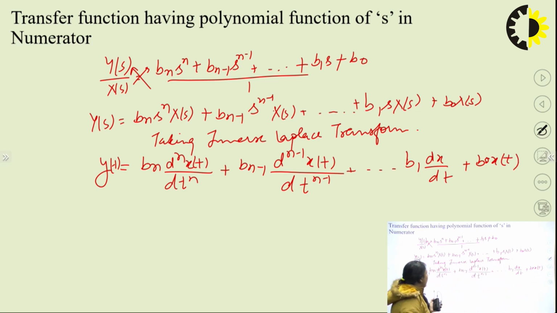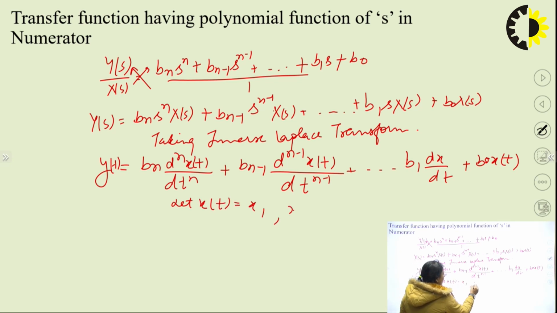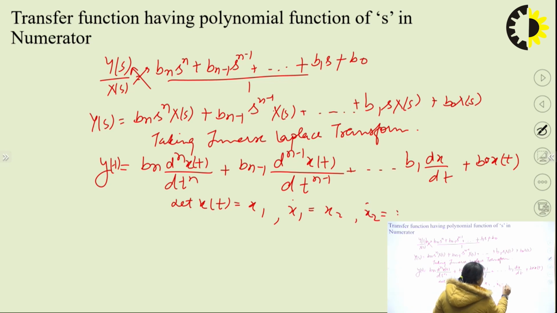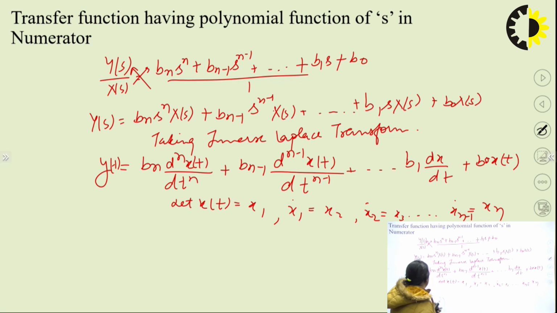और हमने पहले क्या माना था, let x(t) is equal to x1, हम previous slide में मान चुके हैं, वही same. Then x1 dot is equal to x2, then x2 dot is equal to x3, up to so on till xn dot will be equal to xn minus 1 dot will be equal to xn. So here I am getting the value of this is xn.